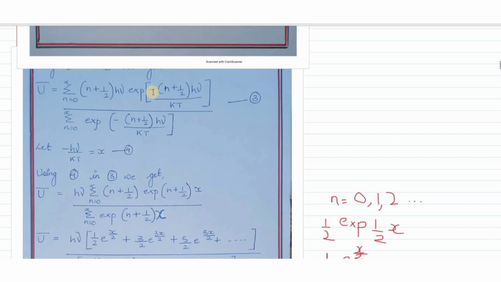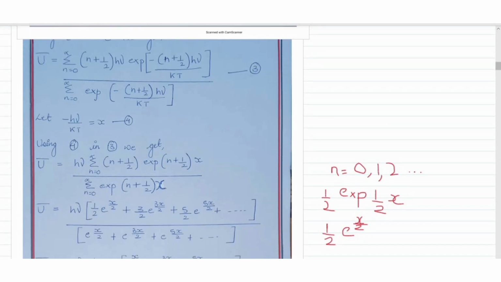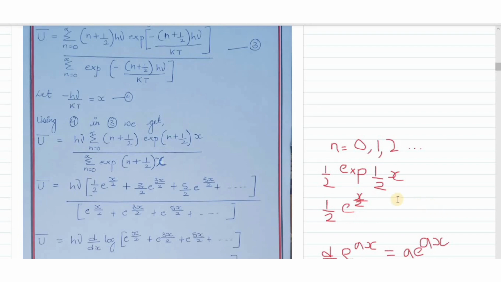In place of this minus h nu by kT, we can write x, whole divided by the summation of n equals 0 to infinity of exponential (n plus 1 by 2) x. So now we can put the value of n, that is n equals 0, n equals 1, n equals 2, and so on. But here we are considering only 3 terms of n, that is n equals 0, n equals 1 and n equals 2.